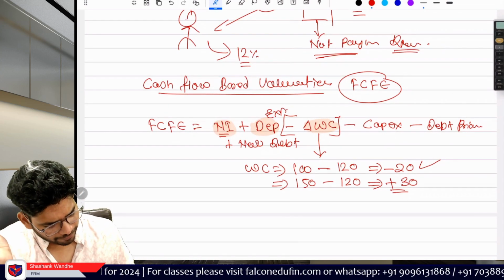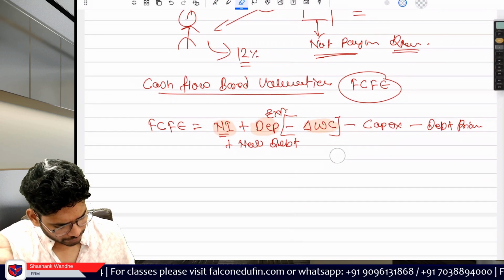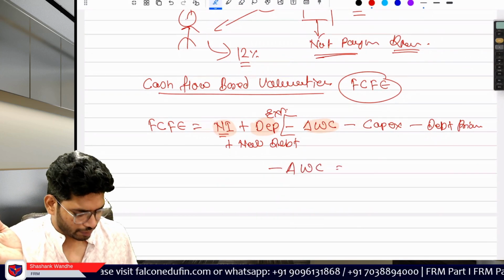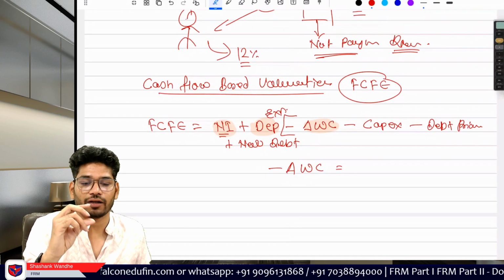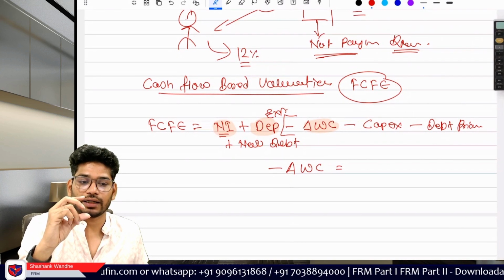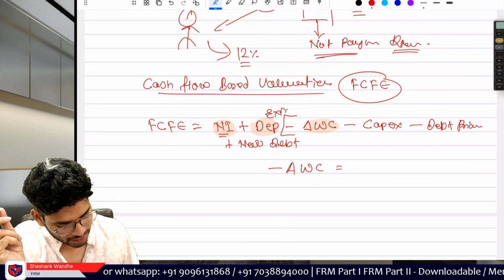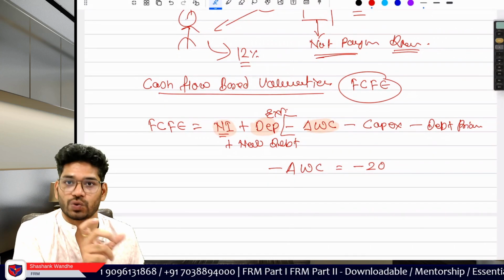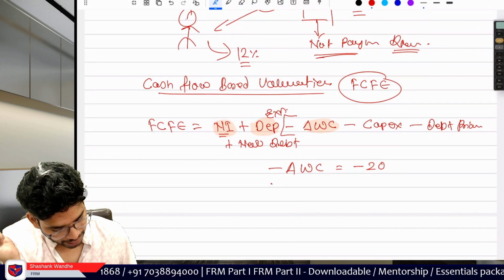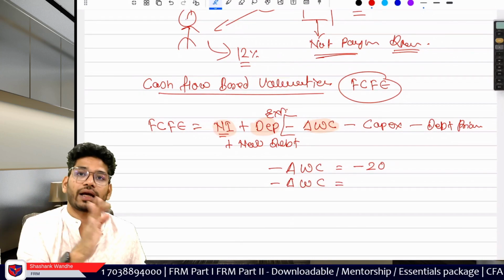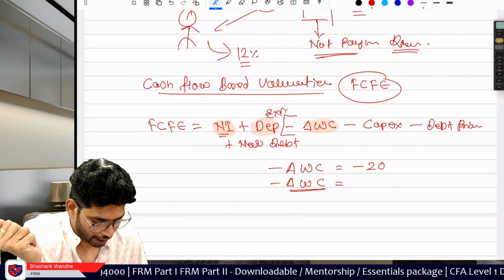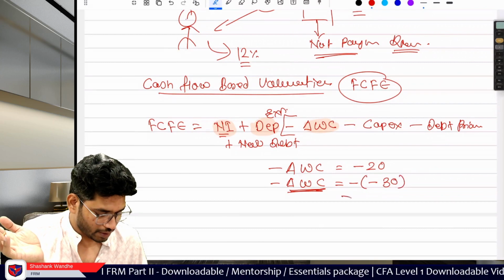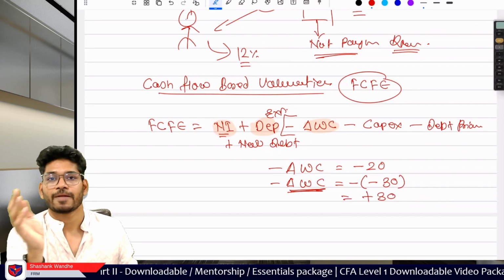If you simply consider the formula, change in working capital: if the working capital is increasing, then the increase in value will be a positive value. Our increase was 20, so it will be minus 20. Automatically it will get reduced. And if there is a decrease in working capital, then minus the decrease, so this will be an addition. So this is how it works.